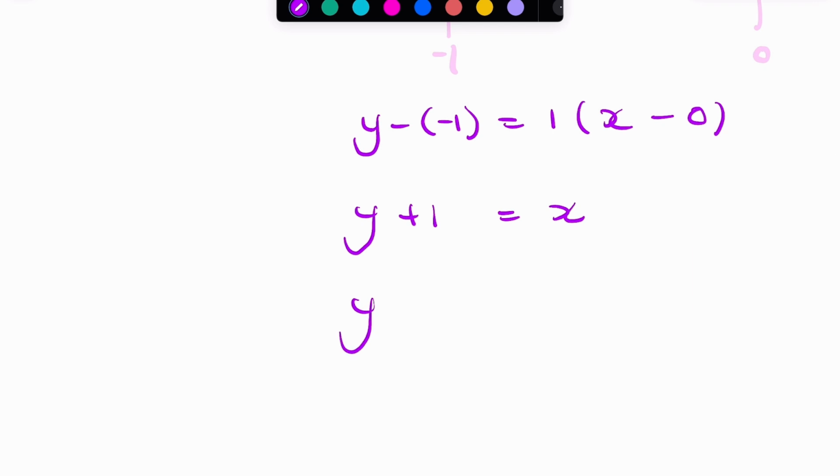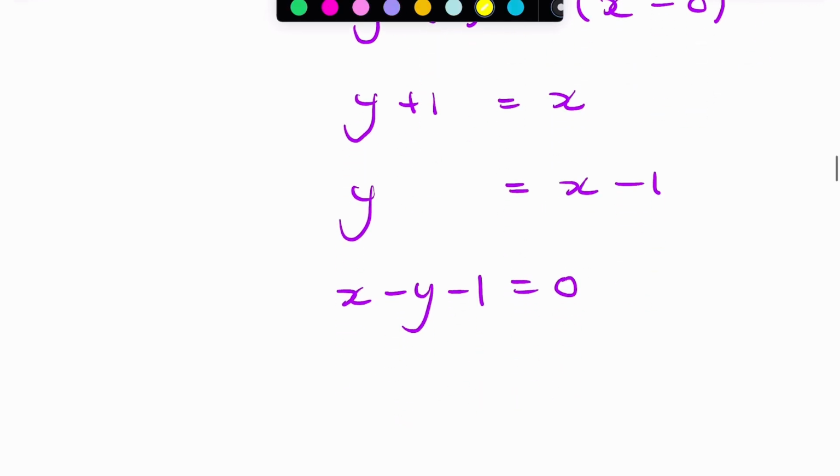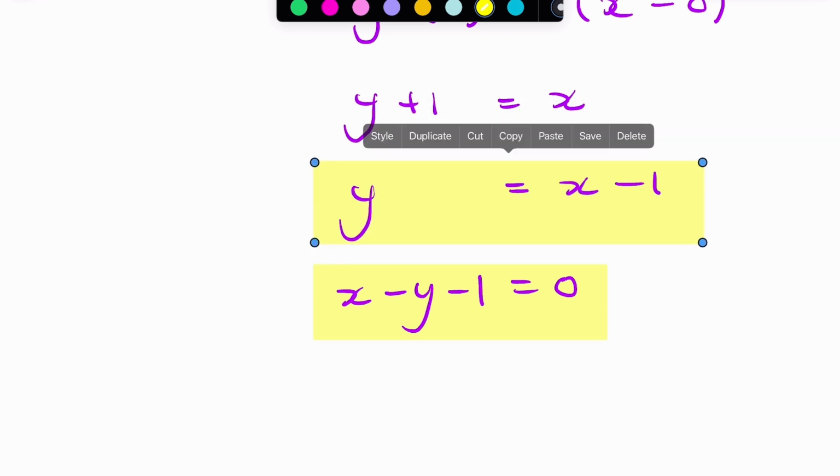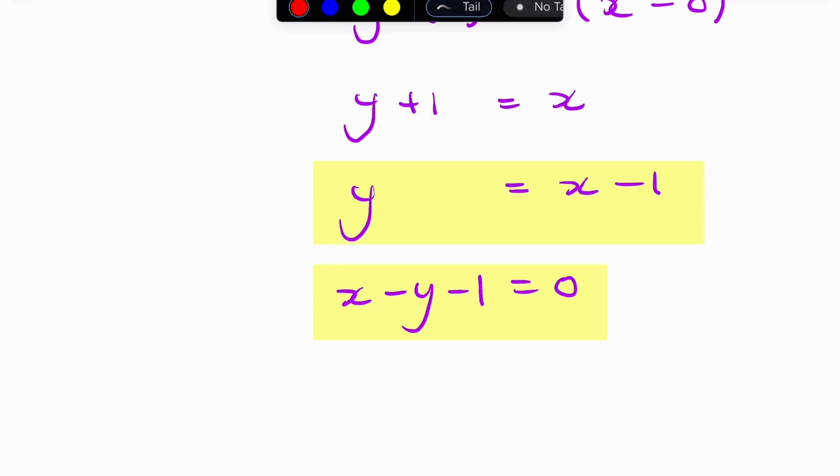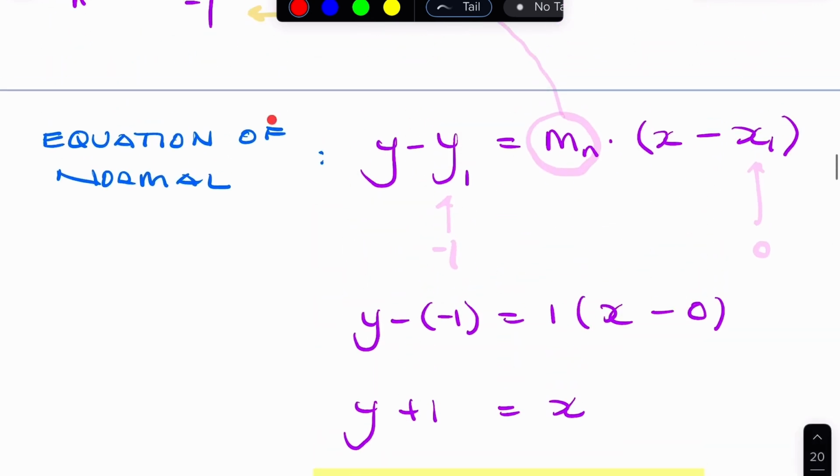Or you can say, depending on the format they want it, you can either say y equals x minus 1 or x minus y minus 1 equals 0. Both are acceptable, so either of these will be acceptable final answers depending on what the question says. If the question says write it in a particular format, then you need to do that. I'm going to leave both. So these are the equations for the normal.